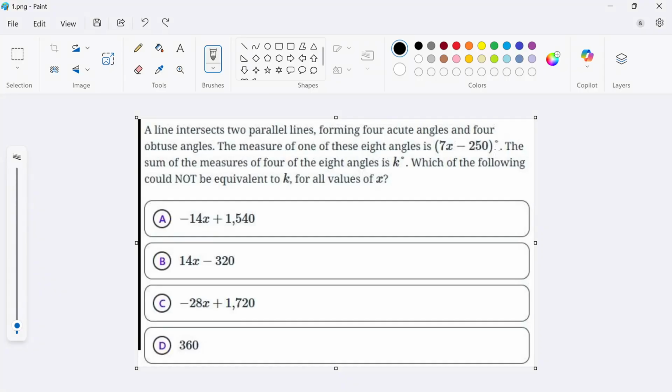Here's a digital SAT math question. A line intersects two parallel lines, forming four acute angles. This is angles in parallel lines, and four obtuse angles. The measure of one of these 8 angles is 7x minus 250. The sum of the measures of 4 of the 8 angles is k. Which of the following could not be equivalent to k for all values of x?